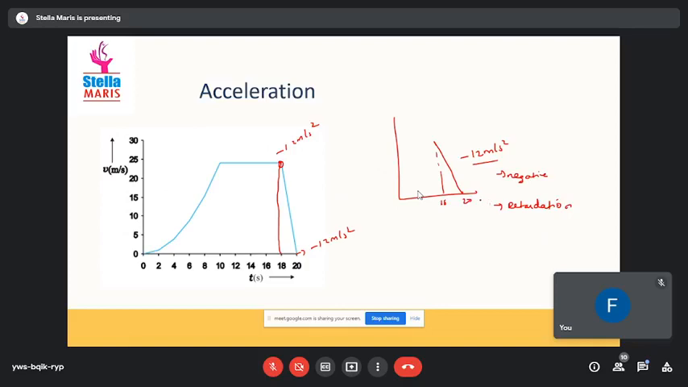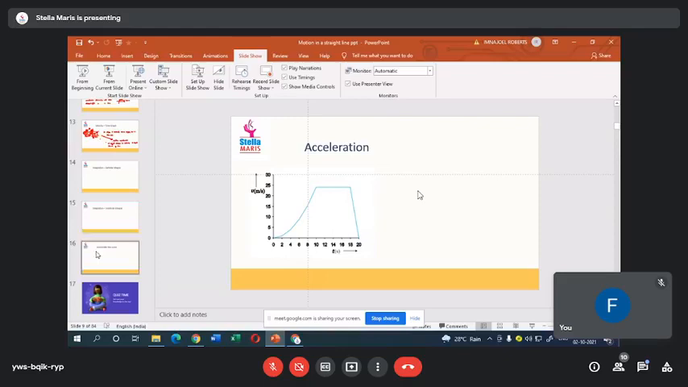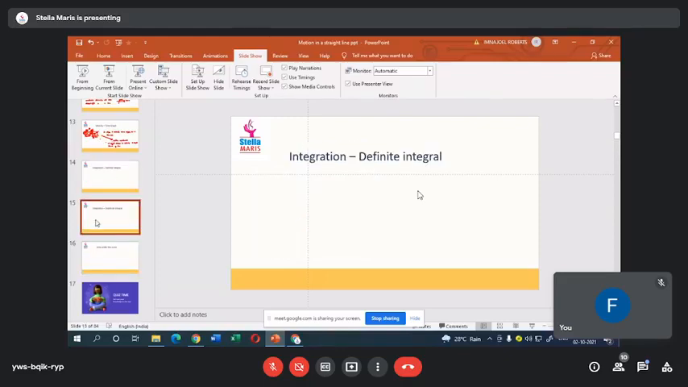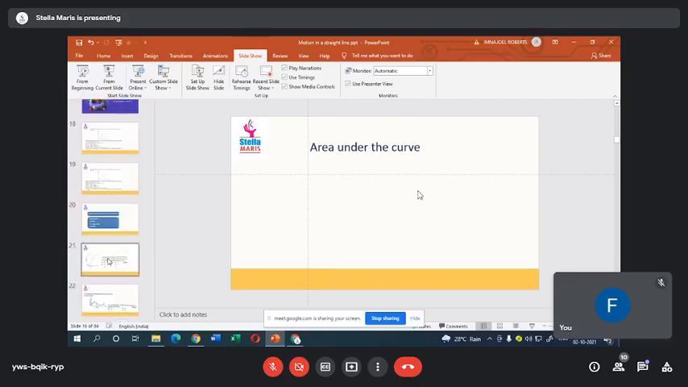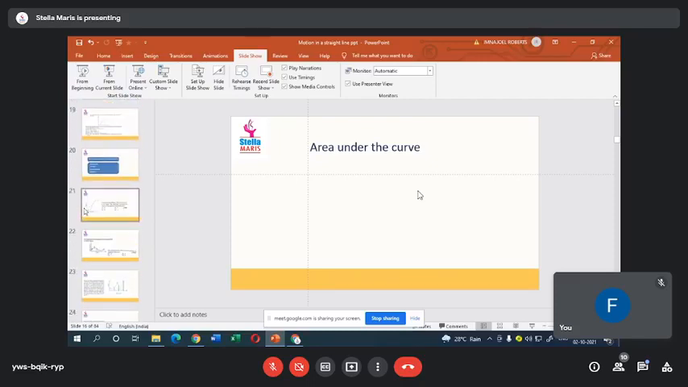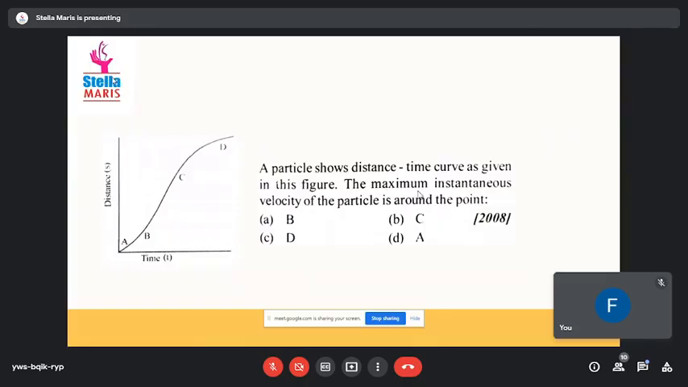Okay, right. So we'll see some of the questions before we go into definite integral and indefinite integral, area under the curve. We'll see some questions and we can come here. This is something that happened in JEE 2008. This is a JEE question.